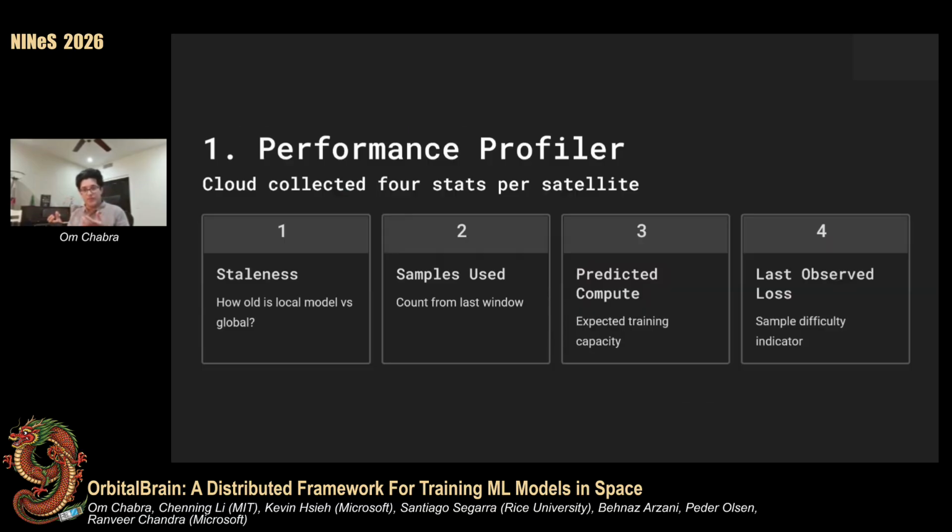So first, let's talk about the first step, the performance profiler. The idea is that whenever a satellite comes into contact with the cloud, the satellite will download all of this data. For satellites that are not currently in view, the cloud will keep an update based off of when it was previously in contact and basically update locally an estimation of all of these variables. So one, we have staleness, which is basically when was the last time the satellite had its model aggregated. 2 is the samples that they used. 3 is the predicted compute, basically how much energy do they likely have to perform training. And 4 is the last observed loss, basically what is the local training loss.